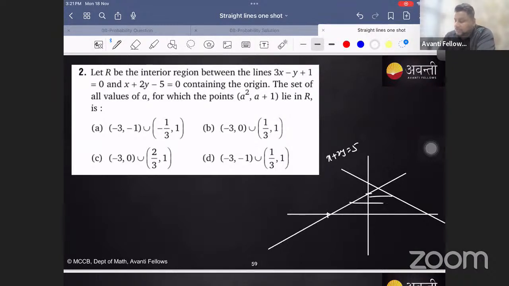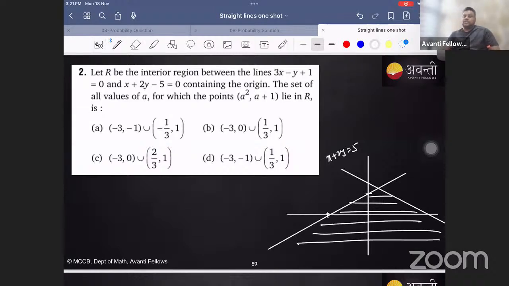So this is the region where you want (a square, a plus 1) to lie. Am I clear? Somewhere like here, (a square, a plus 1). So how do we attempt it? For the first line, let the line be L1. So for L1, that is 3x minus y plus 1 equal to 0.